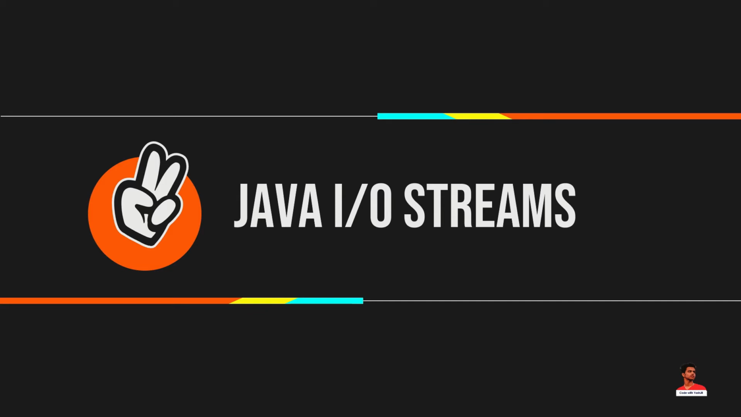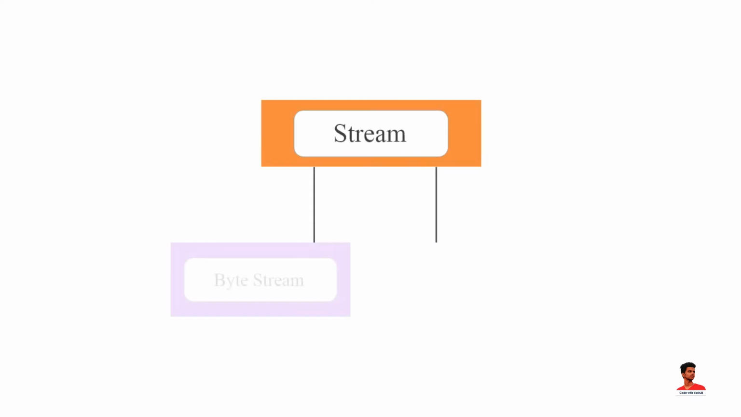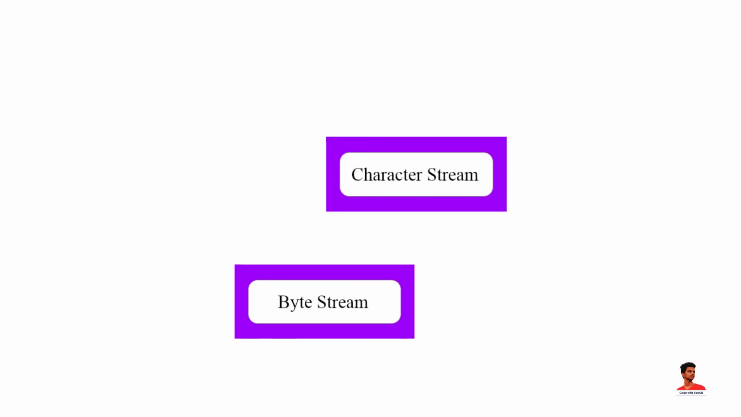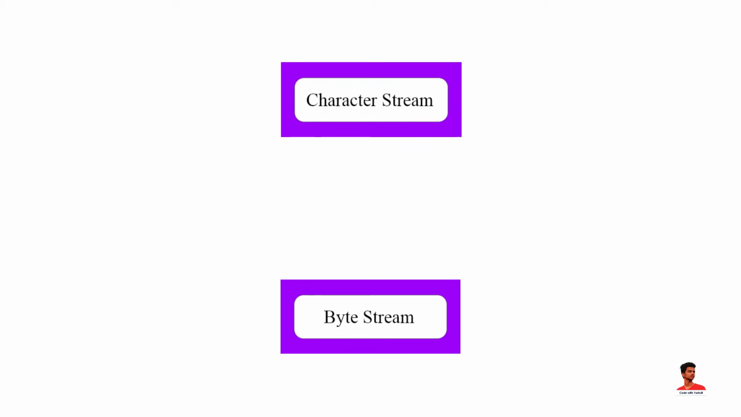In Java, streams are the sequence of data that are read from the source and returned to the destination. Depending upon the data a stream holds, it can be classified into two types, byte stream and character stream. In this video, we will learn about character stream. I have already created a video on byte stream. Before watching this video, make sure you know about byte stream.